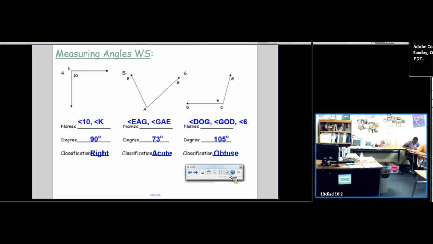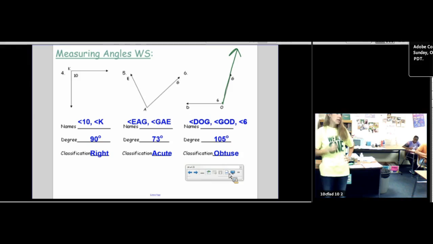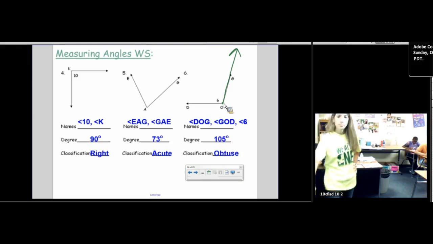Number 4 was a right angle. It was 90 degrees exactly, so it was a right angle. Number 5 was 73, but give yourself a little cushion. And number 6 was 105. Remember, if your protractor is a larger one, you're going to need to make some of these longer. You're going to need to extend them to be able to measure them, and you do that with a straight edge.